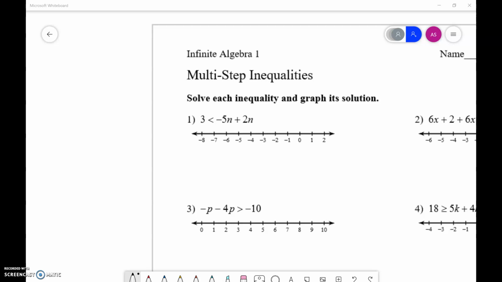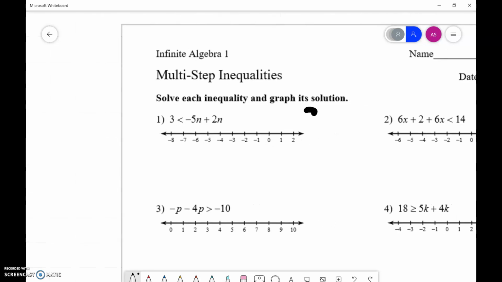Multi-step inequalities. So make sure before you watch this video that you fully understand one and two step inequalities. I do have a video for that, so make sure you have watched it and you're good to go. All right, so I'm going to do the odd problems. I'm going to write this out to the side.